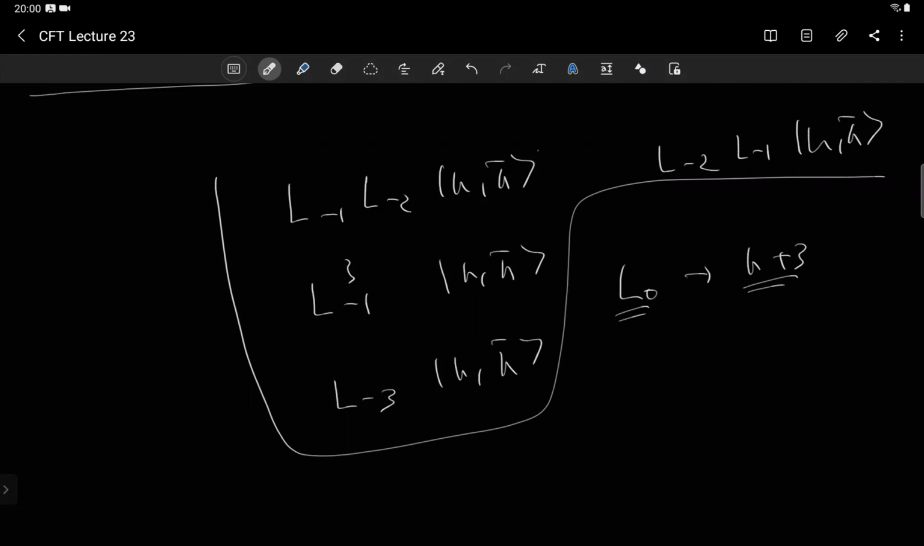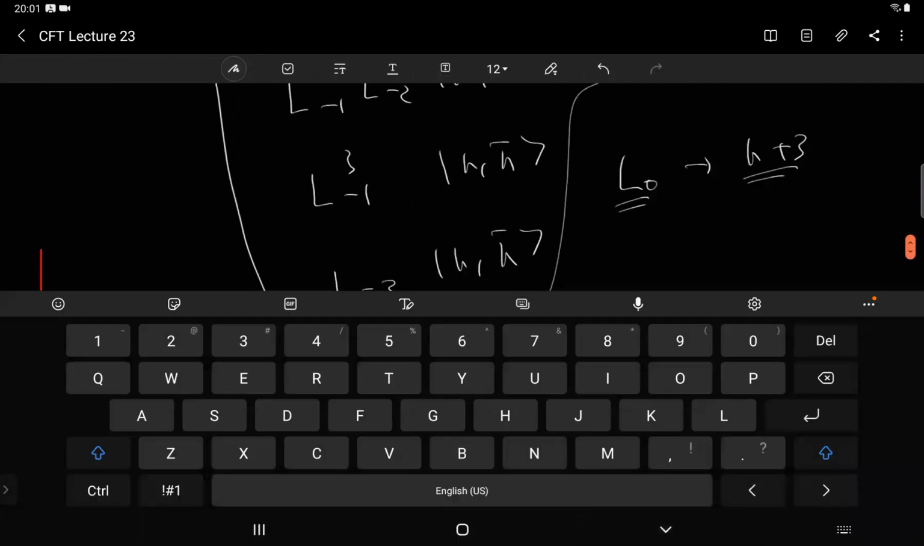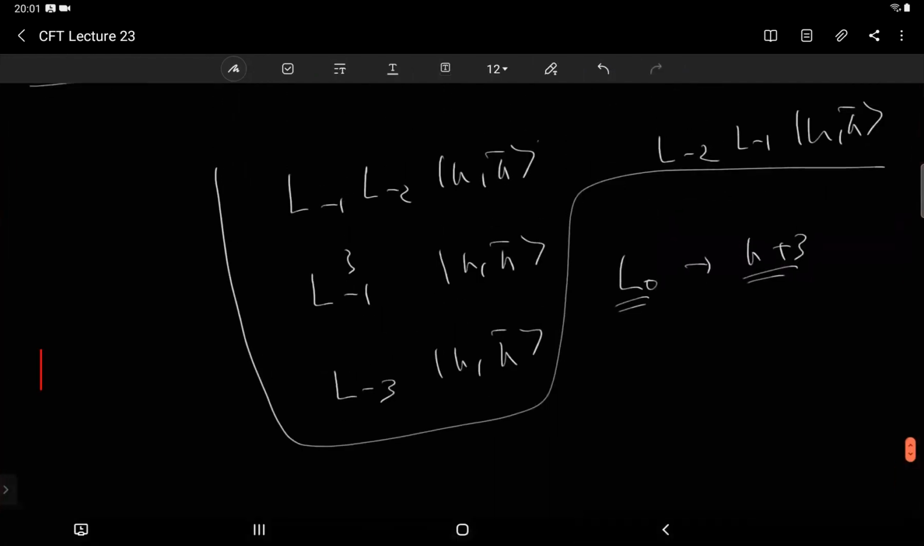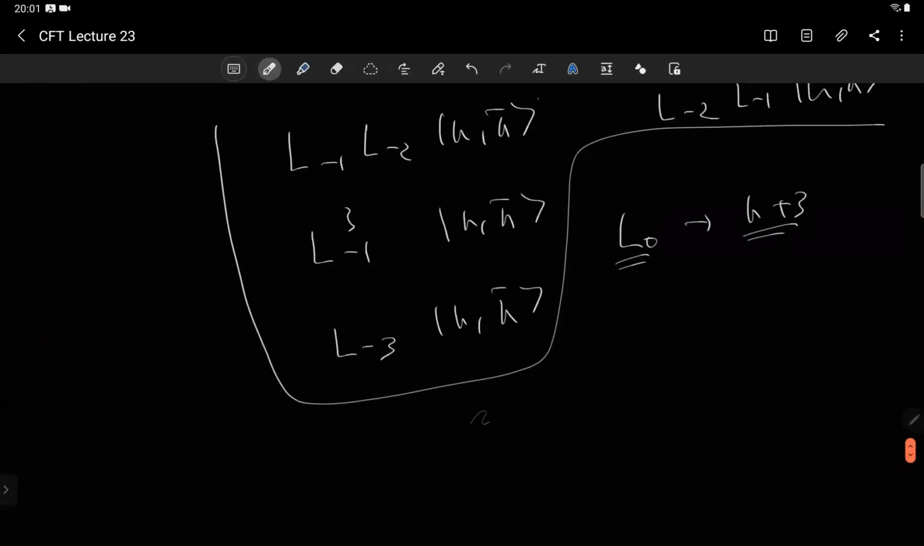Okay, but are they all independent? Are these eigenstates independent? They are not linearly independent. That is because if you look at L minus 2, L minus 1 acting on the eigenstate H bar, you can write this as the commutator of L minus 2 comma L minus 1, plus L minus 1, L minus 2 acting on H bar.